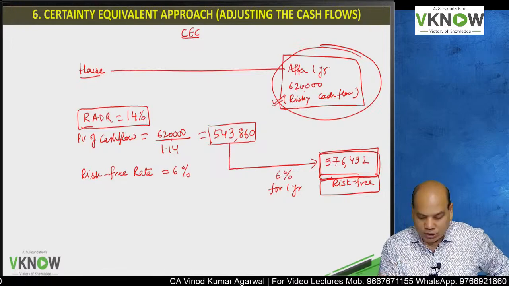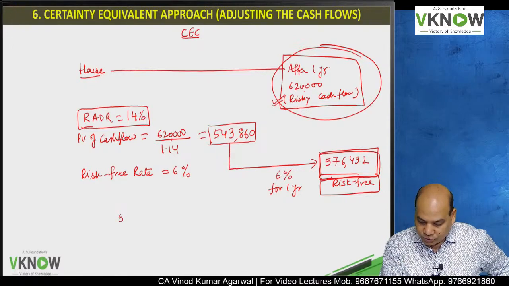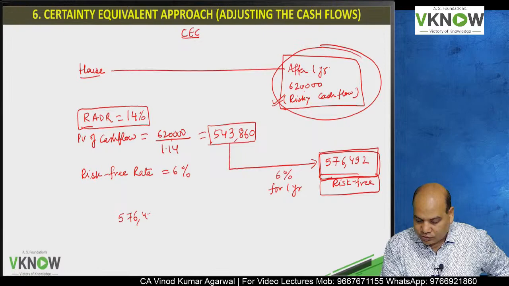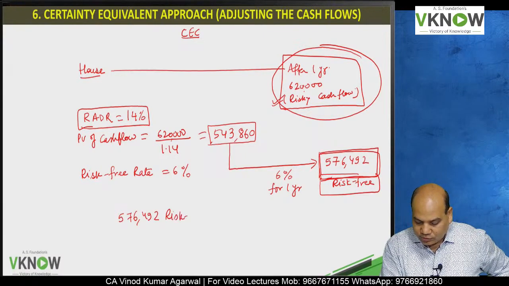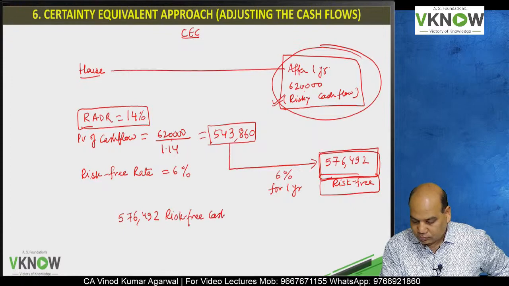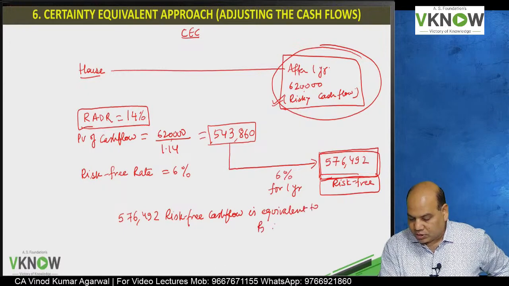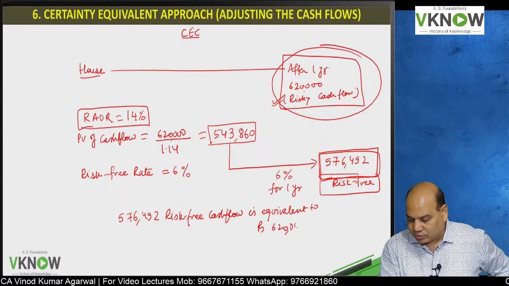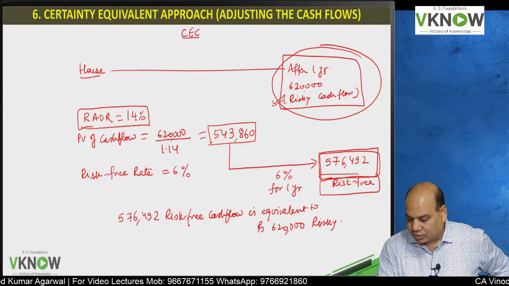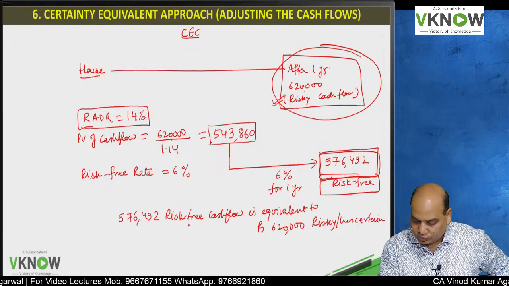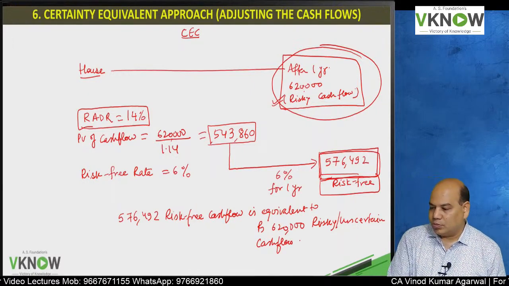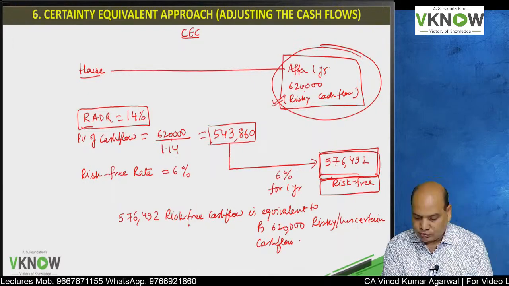Now, the moral of the story is that 5,76,492 risk-free cash flow is equivalent to rupees 6,20,000 risky or uncertain cash flow.